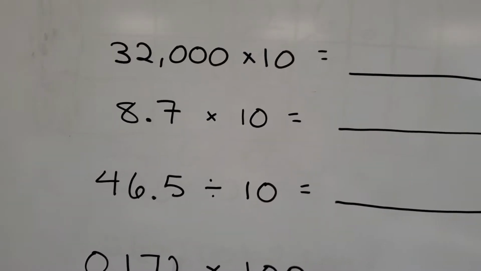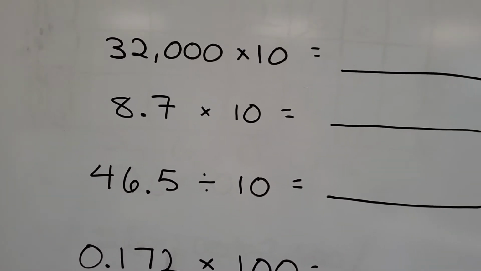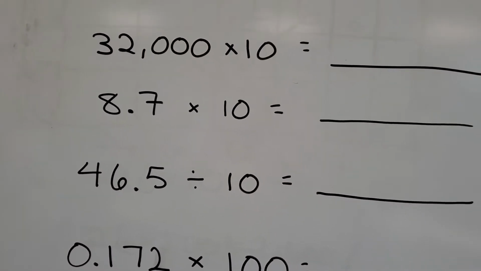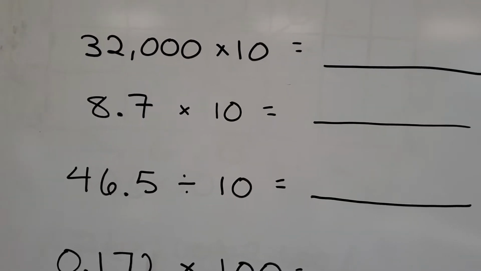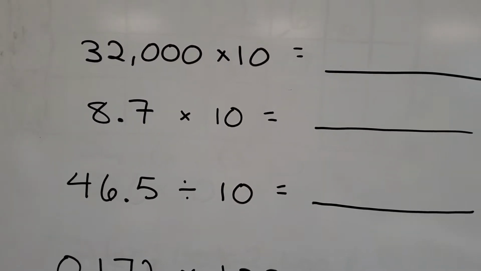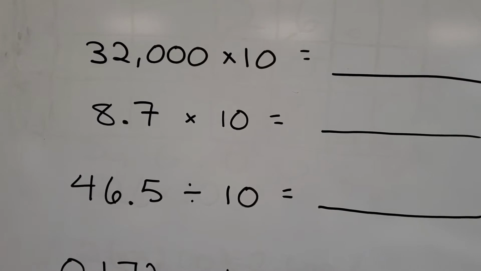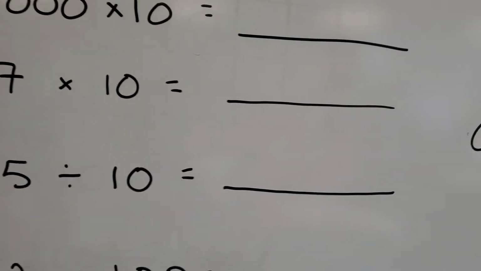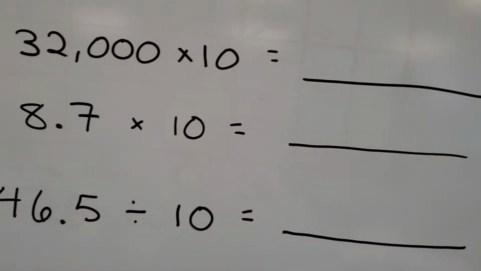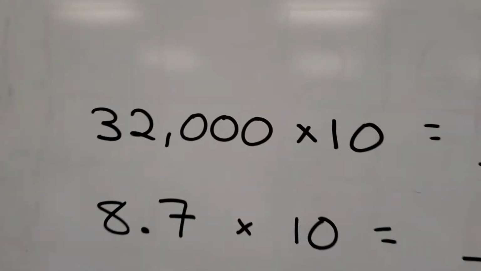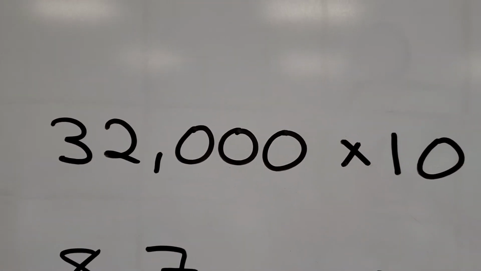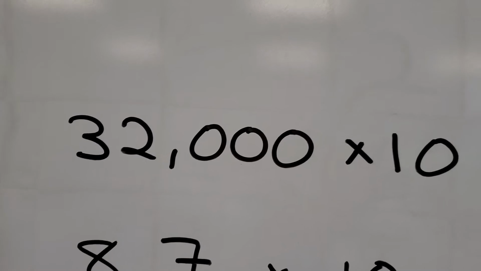So we're going to see a lot of problems that look similar to this, and we're going to look for patterns and hopefully get to a point where we can do these without looking at a place value chart. We're going to be able to use our place value chart to check our answers. But for example, let's look at this first one. 32,000 times 10. Well, we're multiplying.